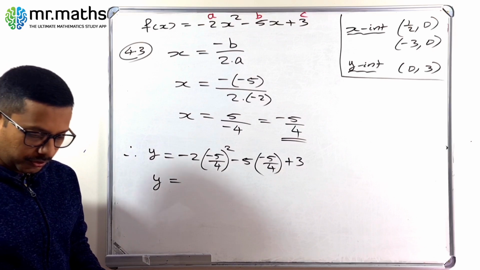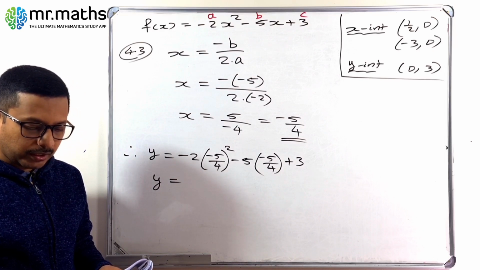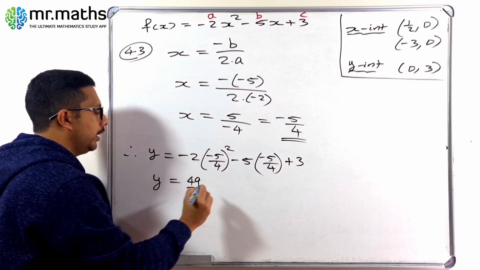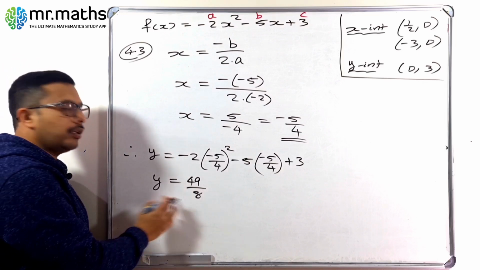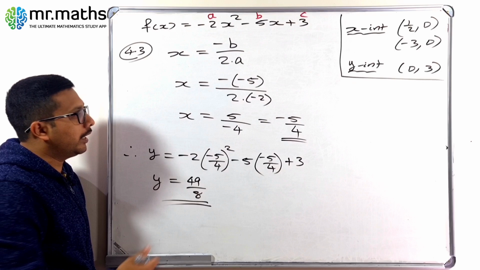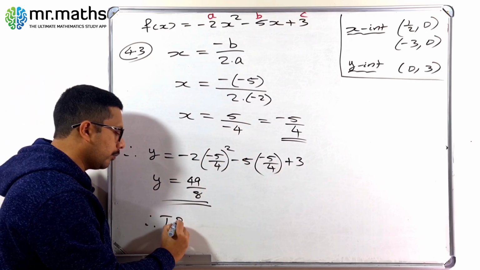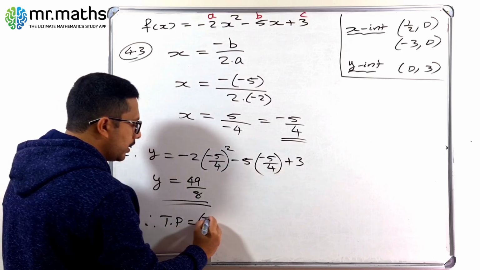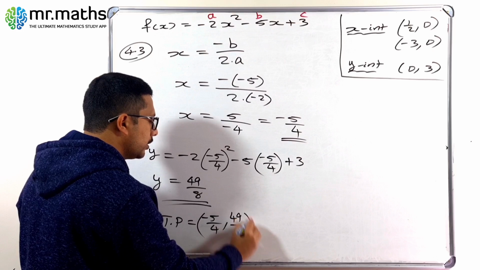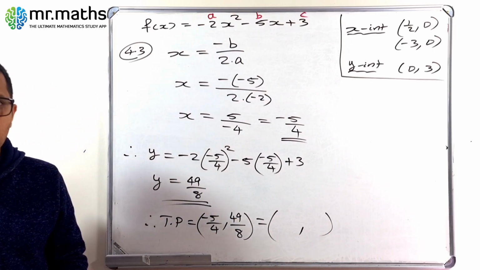In your calculator you will get 49/8. So that is the y value. The y value is 49/8 and the x value is -5/4. So what is the turning point? Therefore the turning point is equal to (-5/4, 49/8). Write the answer in decimal form, that is easier for you to draw the graph.